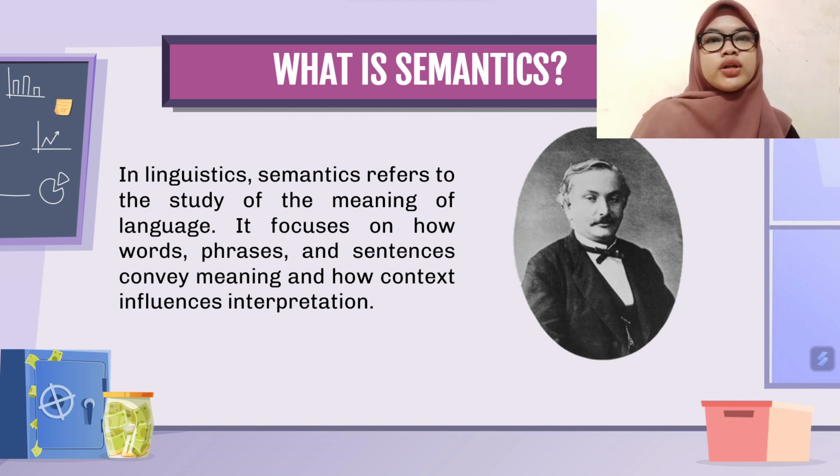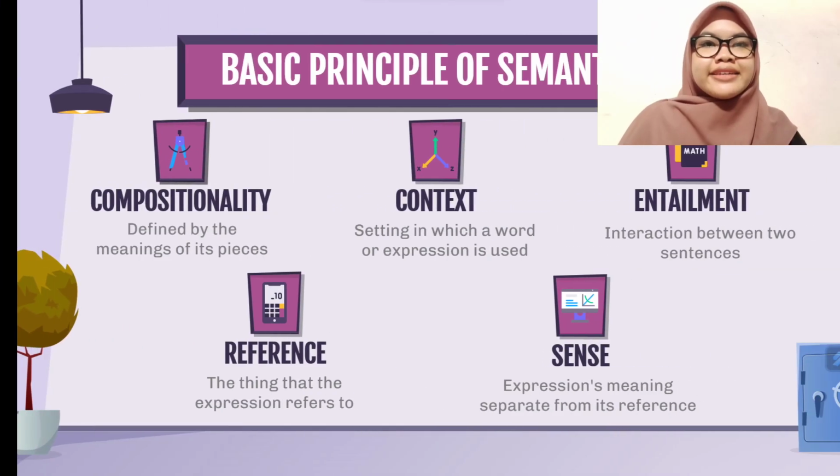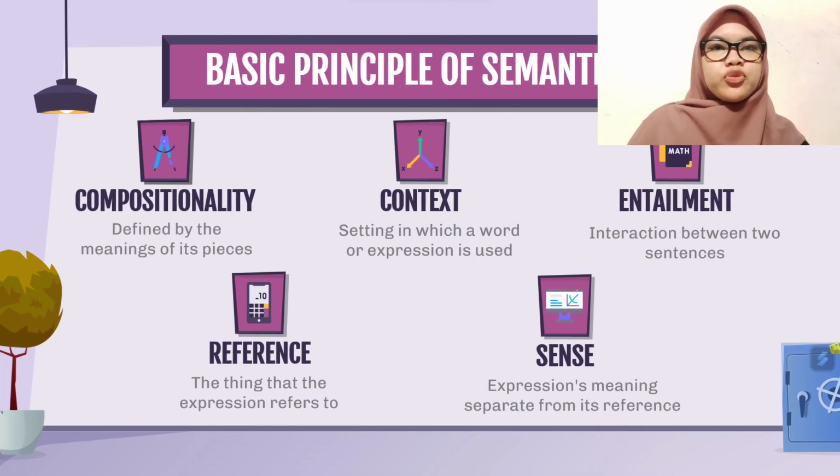Now, let's turn to the next slide. Here we can see that there are 5 parts of the basic principles of semantics. The first one is compositionality. This means that compositionality is the principle that the meaning of a complex expression is determined by the meanings of its parts and the way they are combined.